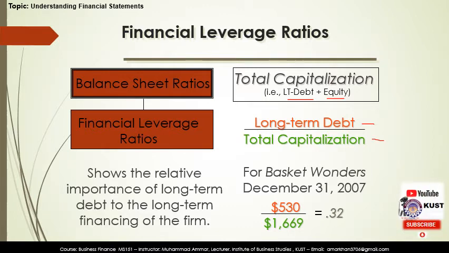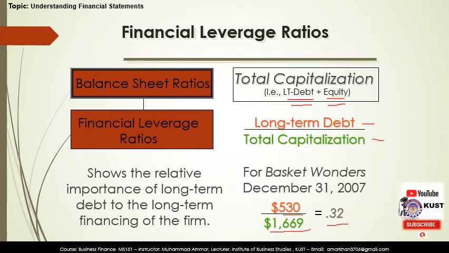Now you see in this ratio they have taken $530 for long-term debt, which is given in the Basket Wonder example that we discussed in our previous lecture, and the total capitalization you see is 1669. The total capitalization, as the hint above says, is the long-term debt plus equity. So we can add them and get the total capitalization, which is $1669, and you get the answer from this ratio, 0.32.